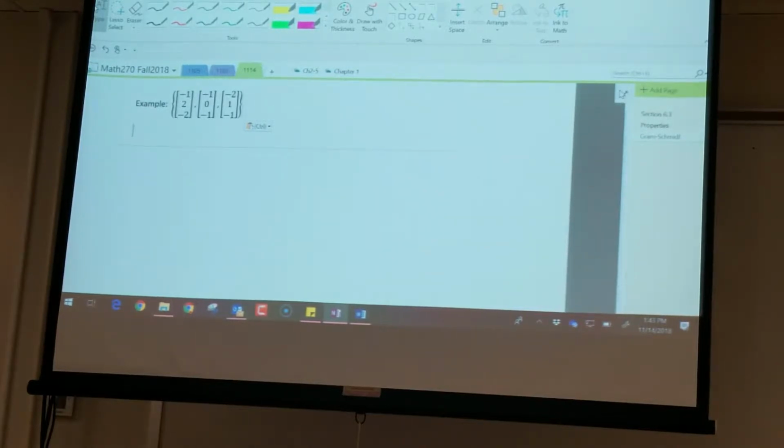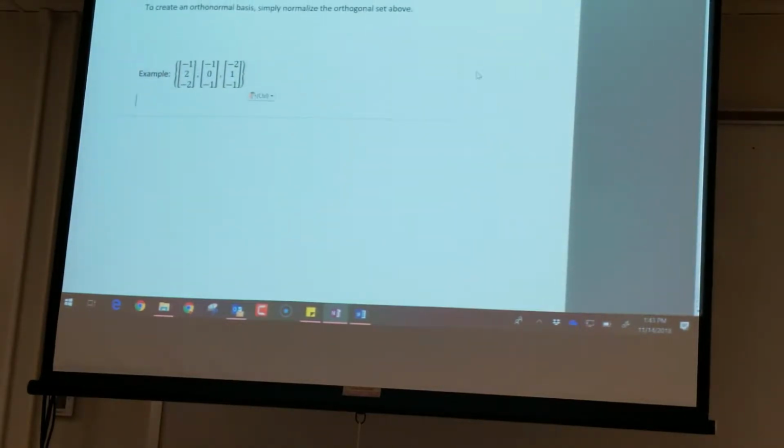Here's our example. We have these three vectors in R3, and we want to construct an orthonormal basis that's the same as these three vectors, well, kind of like the same. So let's label them, just for the sake of being consistent with the theorem, x1, x2, and x3.